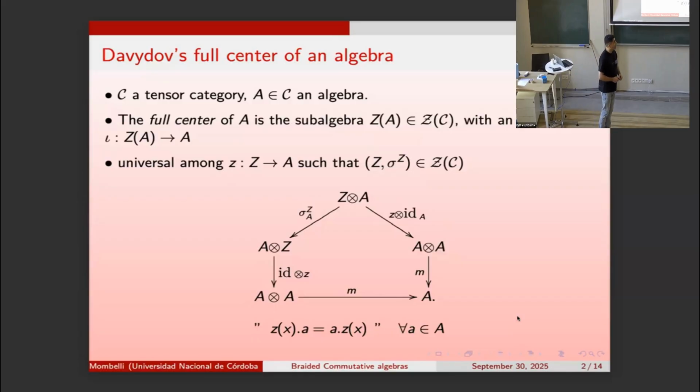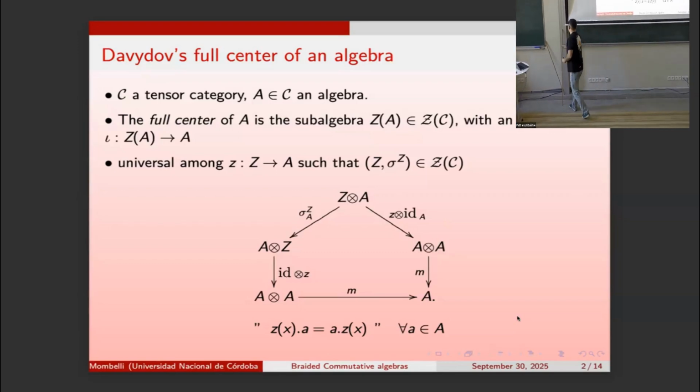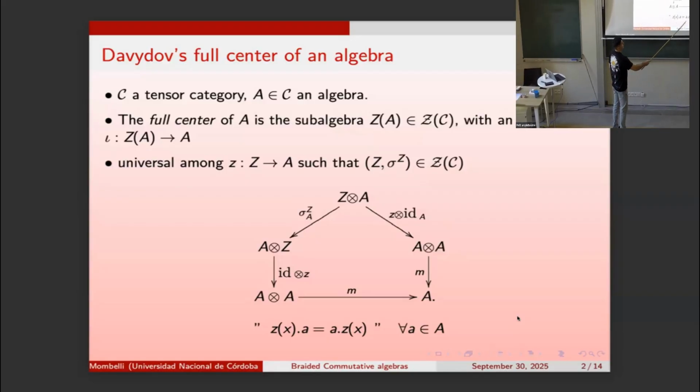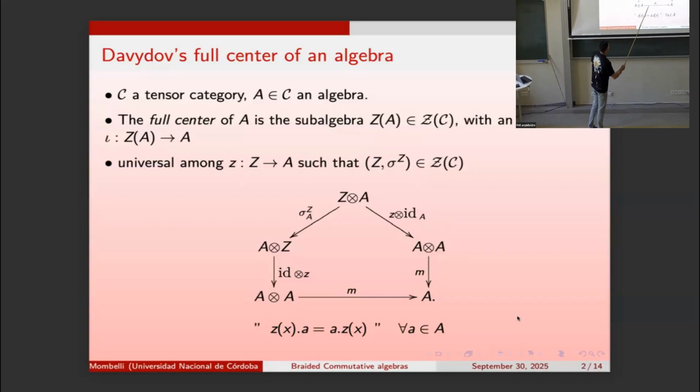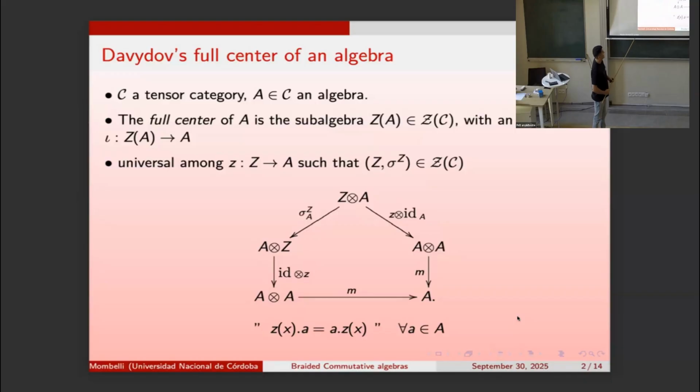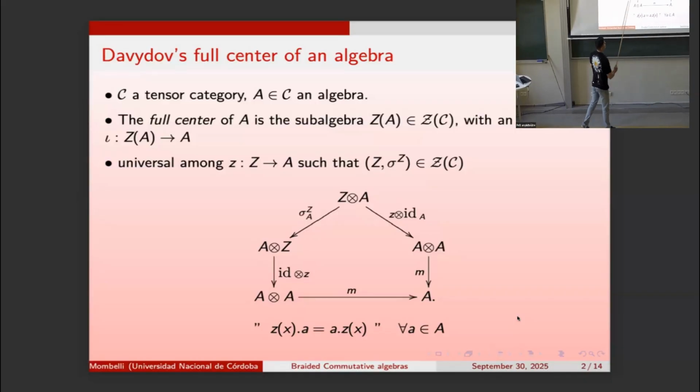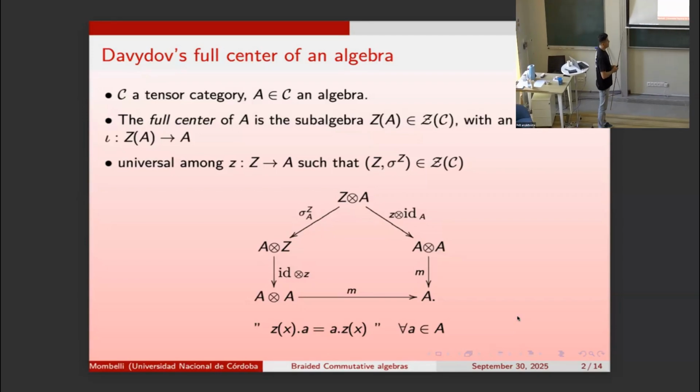So the full center of an algebra is a subalgebra of an algebra A here, such that it fulfills some universal property. The universal property is that this center is universal among all objects that possess some inclusion in the algebra A, and this inclusion has to satisfy this diagram. So this diagram basically is this equation. It's like saying that this element belongs to the center. The missing step here is that you swap elements. The usual swap is changed by the braiding of the category, of the braiding in the Drinfeld center. So this is the definition of Davydov's full center.